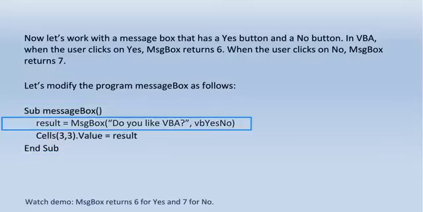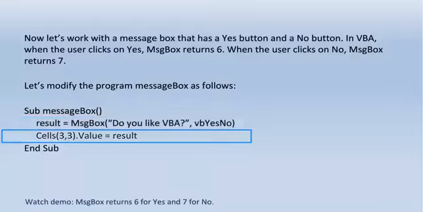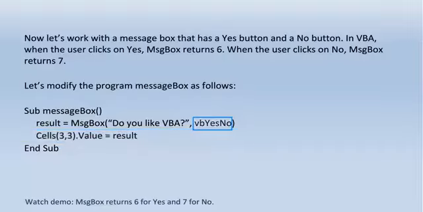This line of code displays the message box and then captures the user's response and puts it in the variable result. This line of code displays the value of result in cell 33. This bit here causes the yes and no buttons to display on the message box. Let's type in the code.